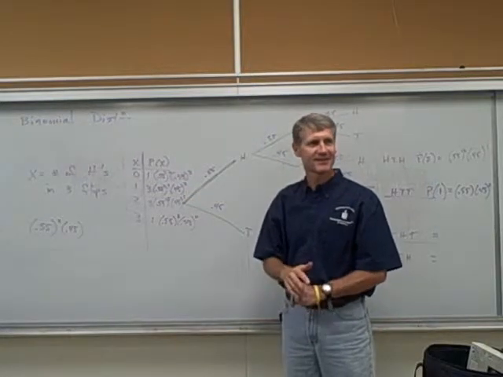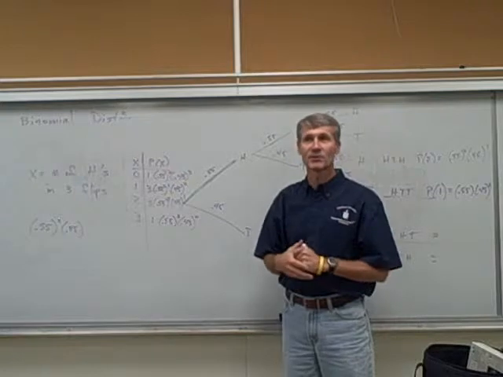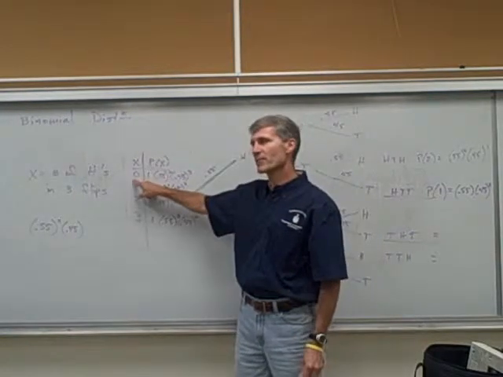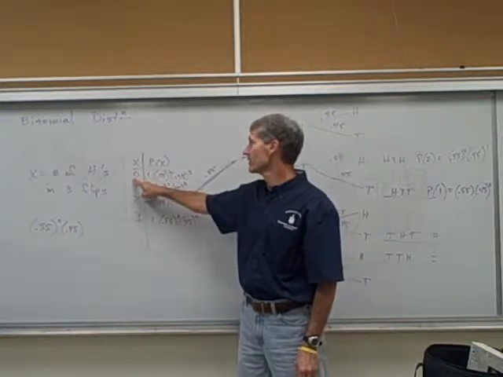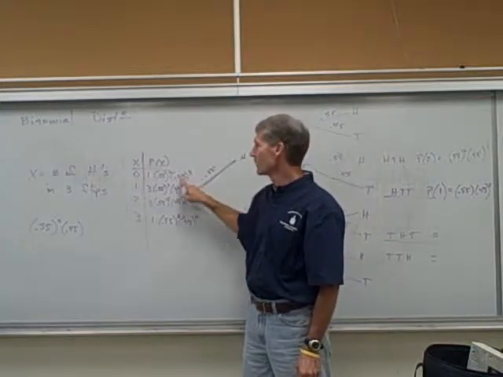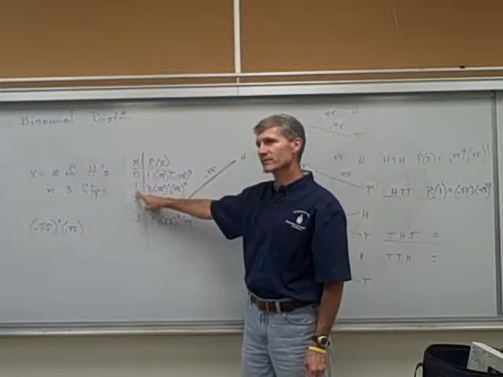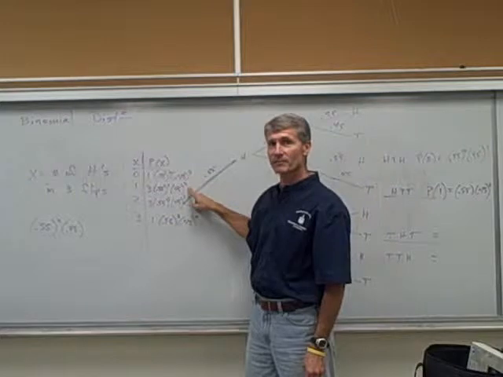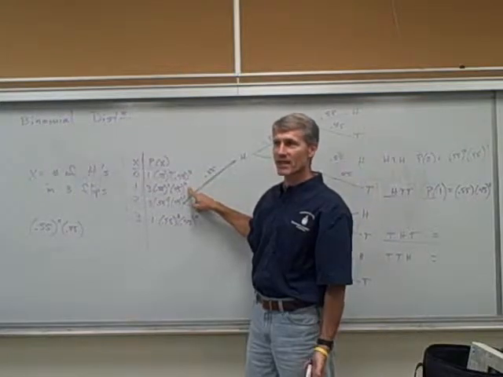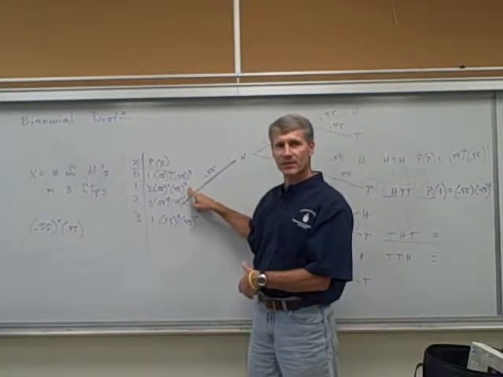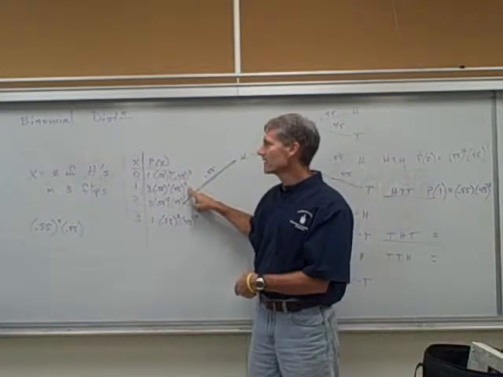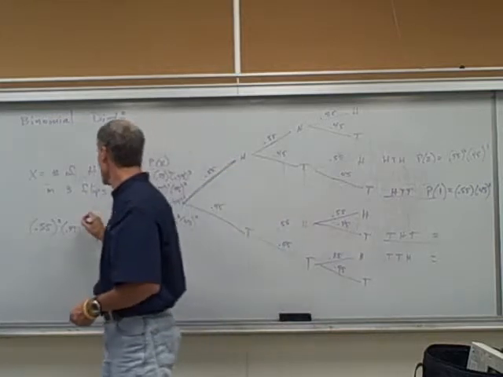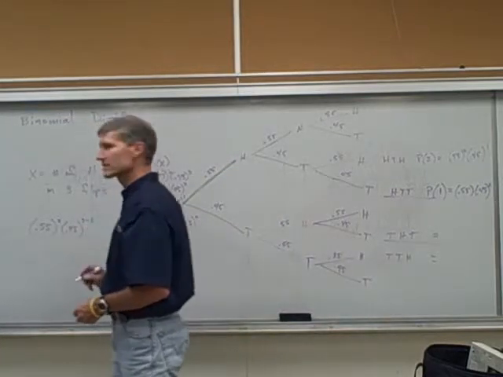Anybody have an idea? How many flips did we do altogether? 3. If 0 of them are heads, how many are tails? 3. If one of them is heads, how many are tails? 2. So if I take the total number of flips minus the number that turned out to be heads, I get the number that are tails, right? So how many flips total were there? 3. So this is 3 minus x.